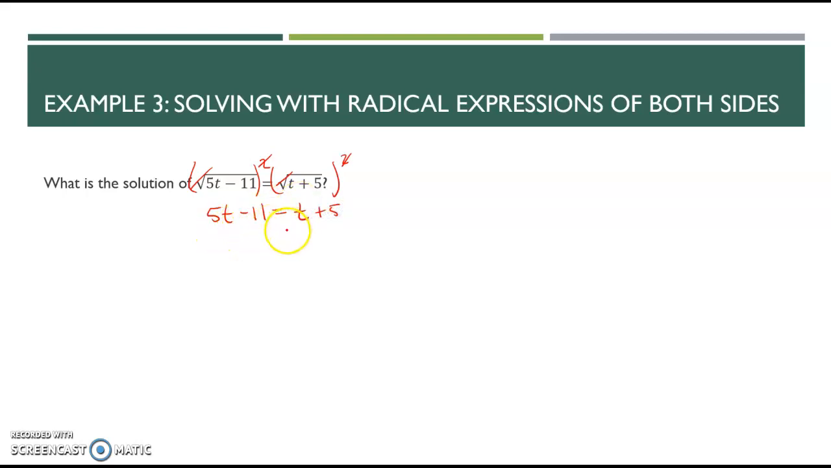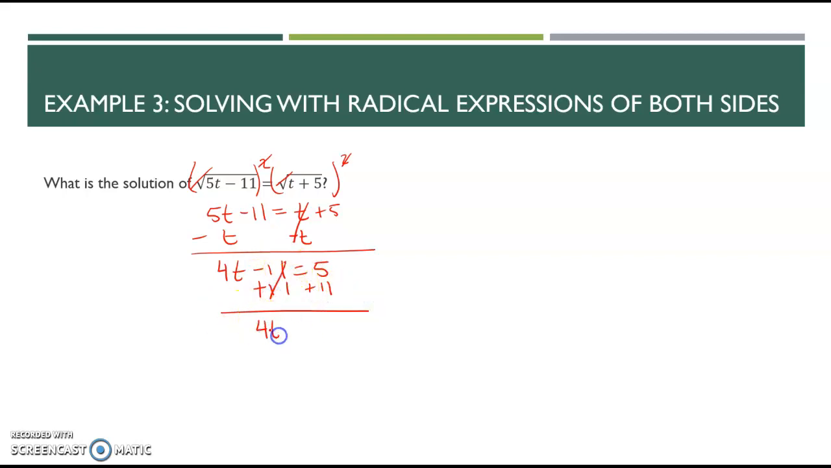From here, it's just solving a multi-step equation with variables on both sides. So we're going to subtract t. We're going to end up with 4t minus 11 equals 5. Add 11.